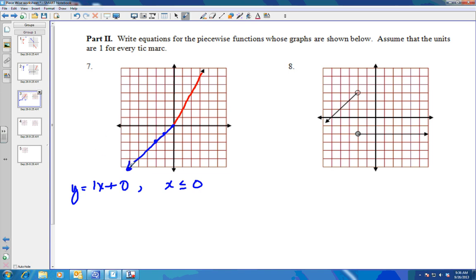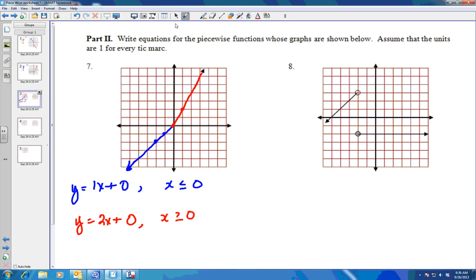This should have, there we go. All right. So let's do the red line. My red line, y-intercept again is 0. I always do that first. Now let's pick 2 points and find the slope. If I pick this point and this point, my slope would be 2 because I'll go up 2 over 1, up 2 over 1, up 2 over 1. Okay, so 2x plus 0. And this one's going to be where x is greater than or equal to 0.